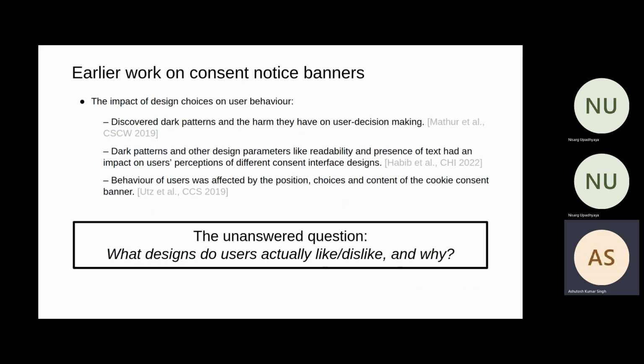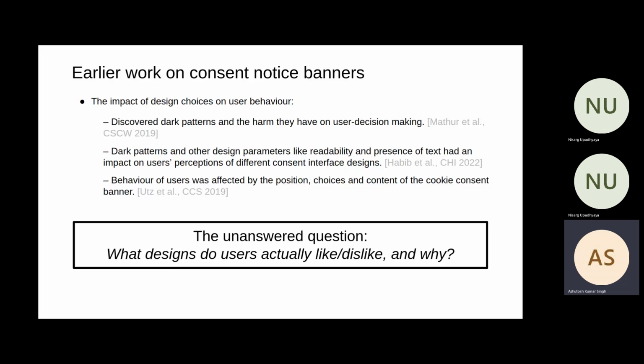Previous works on consent banners have shown that design decisions have a huge impact on user preferences. A variety of suspected GDPR violations have been identified, most prominently nudging and dark patterns. Also, consent-related behavior of users is affected based on consent notices position, choices, and content. However, as of yet, there is no clear indication or answer to a very basic question. What designs or parts of designs do users actually like or dislike, and what are the factors motivating their choices?